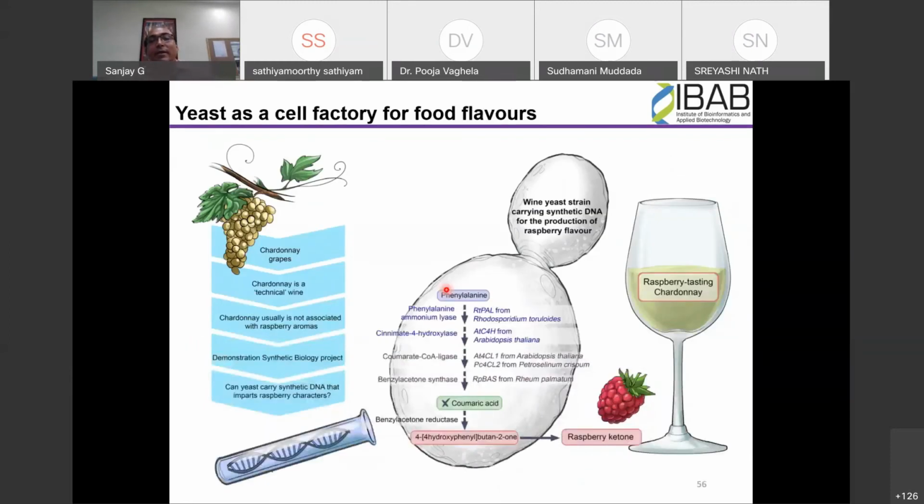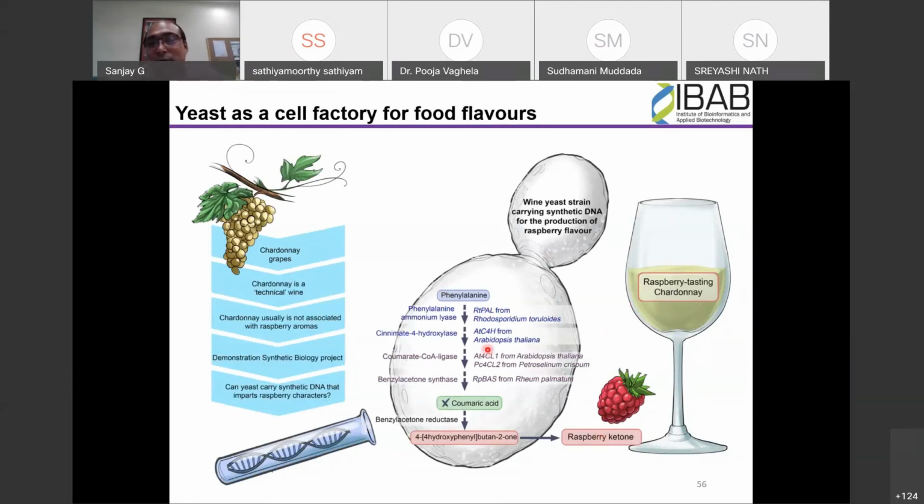Right? Yeast is also a workhorse for synthetic biology purposes, to make wine, right? So yeast definitely ferments sugar to alcohol. Can we make a wine which has a flavor of raspberry? So it's a very customized synthetic biology application.